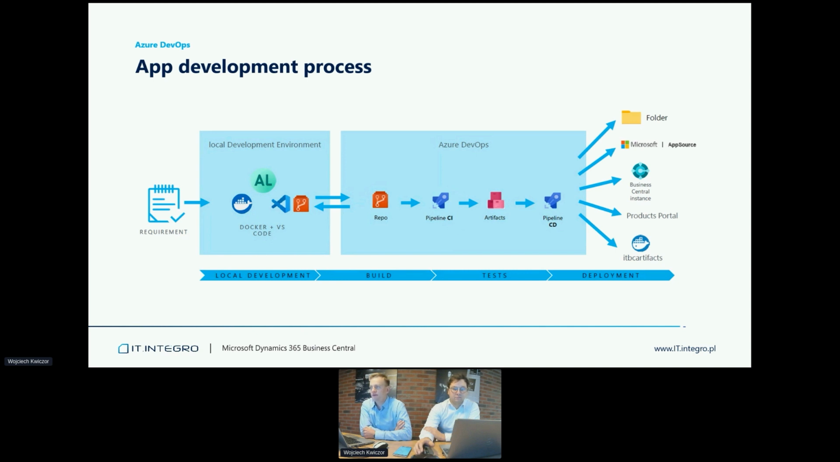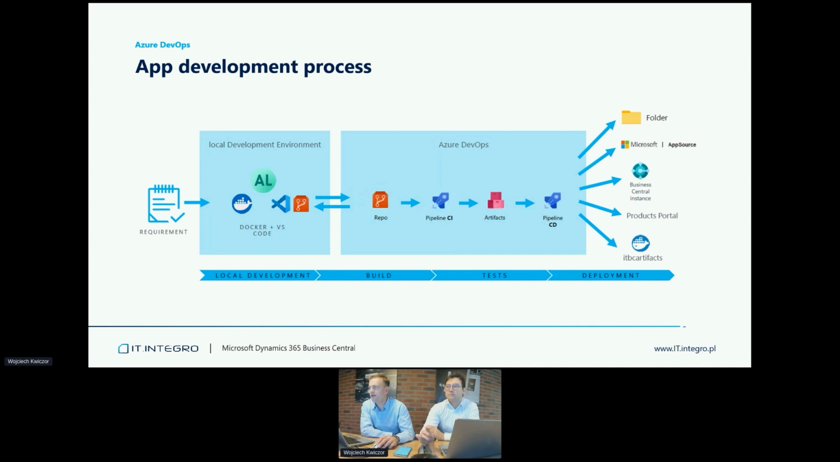And when this is ready, then the next pipeline will publish the new version to a dedicated place. We have a few places where our final app can be sent. It can be some shared folder, the AppSource, and of course, if this is, for example, a modification for the customer, then we can publish it directly to the environment of our customer.